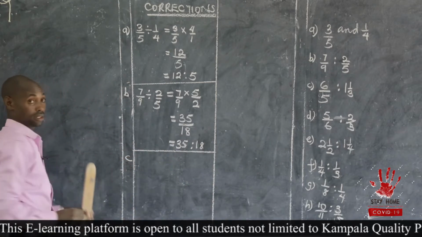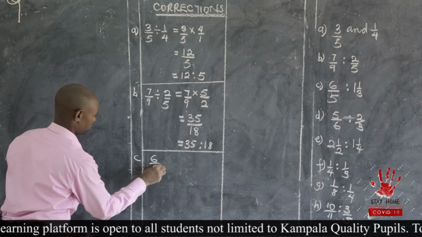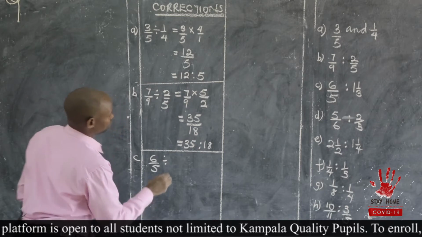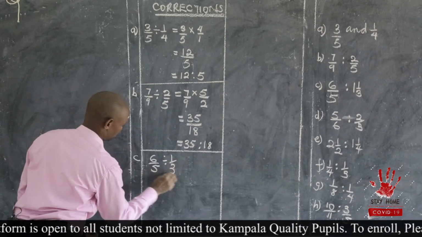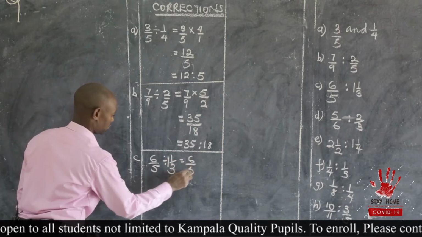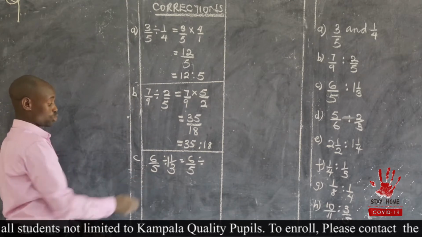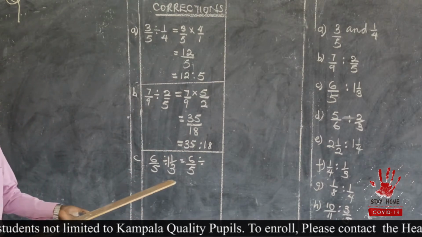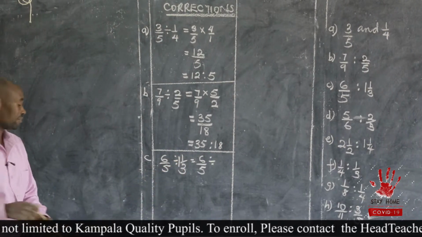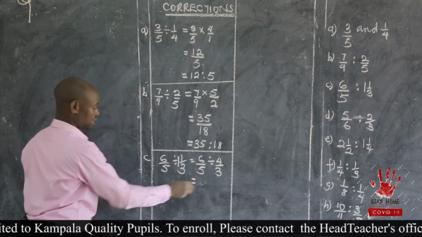Then we go to C. In C, we are supposed to express 6 out of 5, and I told you, you divide it by 1 1/3. What is this one going to give us? It is 6 out of 5 divided by, because this one is a mixed fraction, so we are going to change it into an improper fraction. 3 times 1, that is 3, plus the numerator, which is 1, that is 4. So we have 4 out of 3.